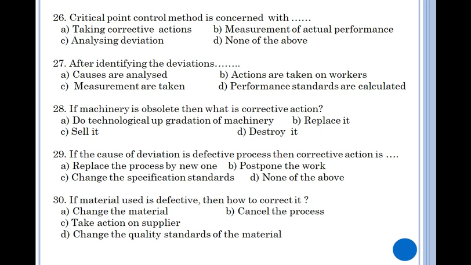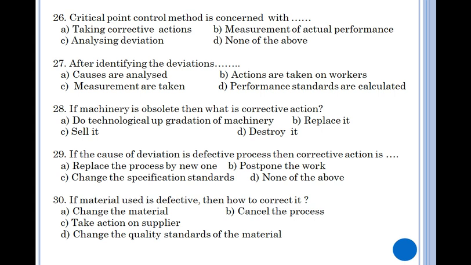Now next we have question number 29. If the cause of deviation is a defective process, then what is the corrective action? The corrective action will be to change the specification standards. Option C is correct.